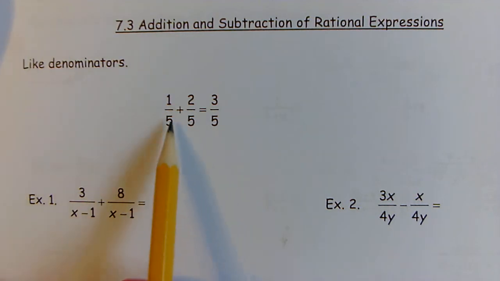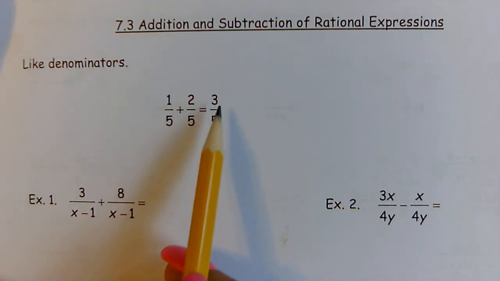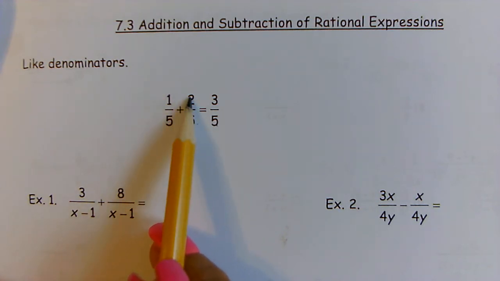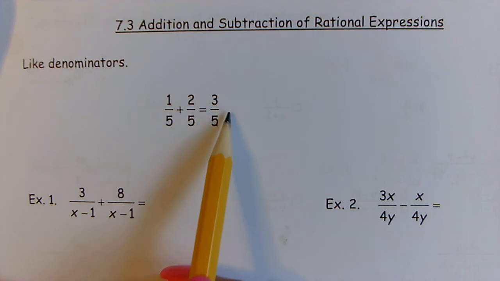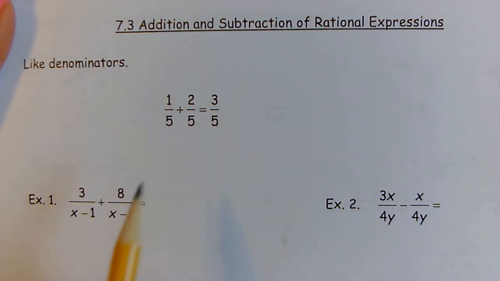You need a common denominator. If I took 1/5 and I add 2 more fifths, I'm going to have 3/5. So once I have my common denominator, I add the top, keep the bottom, and then simplify if I need to. This is in lowest terms, so I don't need to.